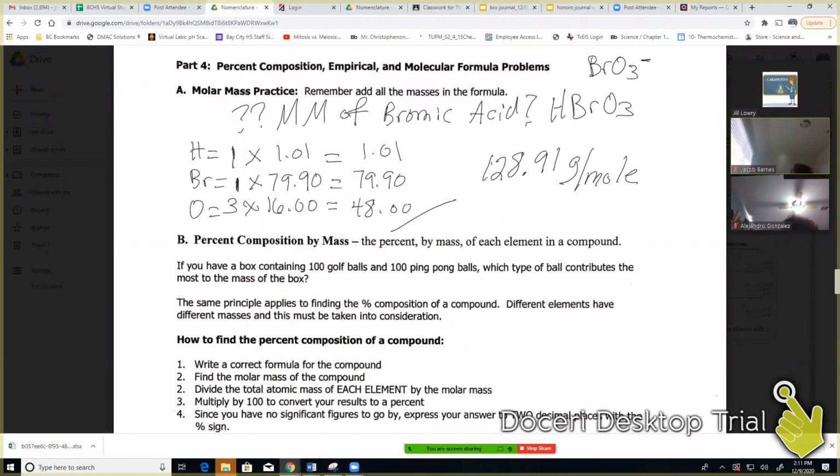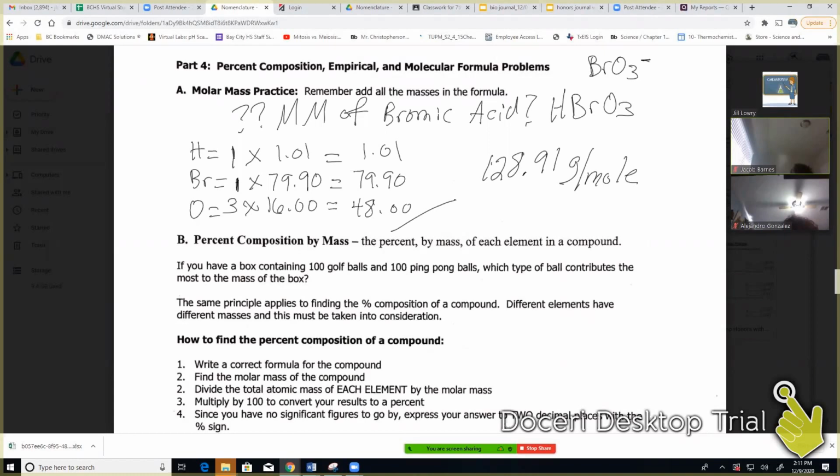We will quiz over percent composition, which we're getting ready to learn on Monday. That'll be our last quiz, open notes, no requizzes. All right, so we know how to do molar mass. Now what we're going to try to do is find the percent by mass of each element in the compound.